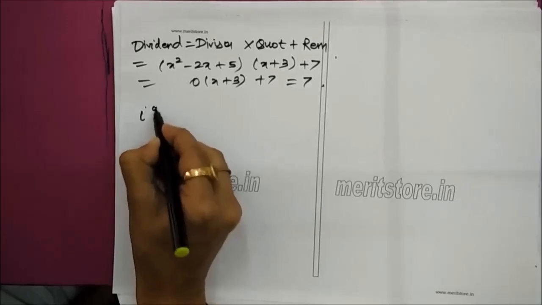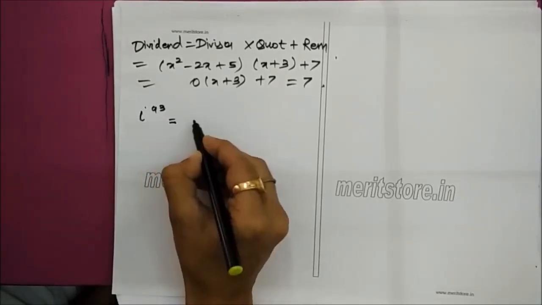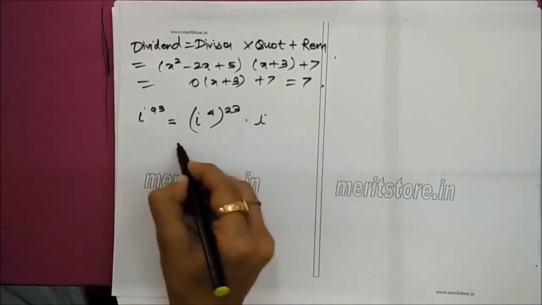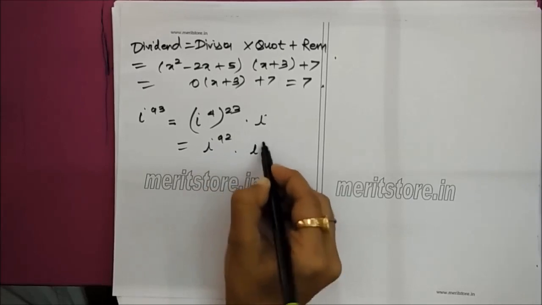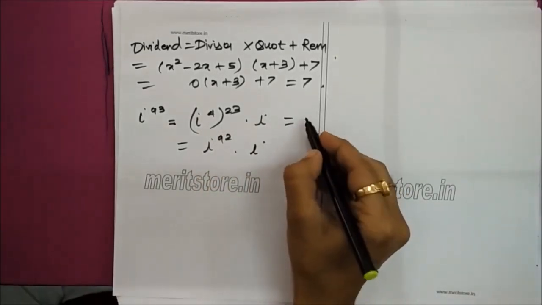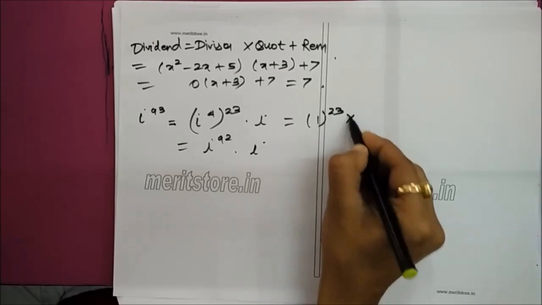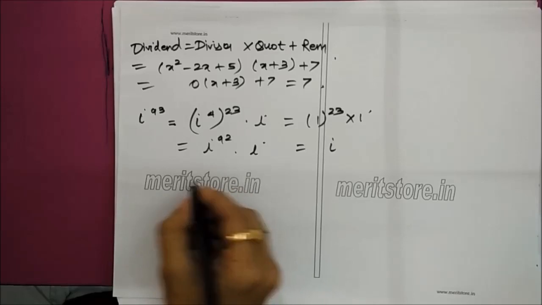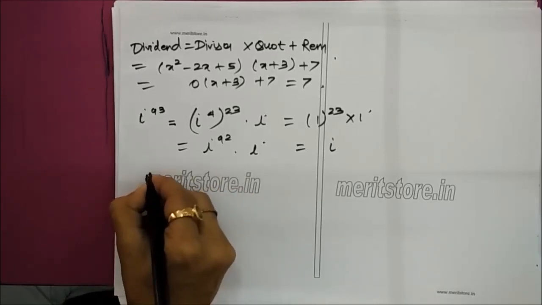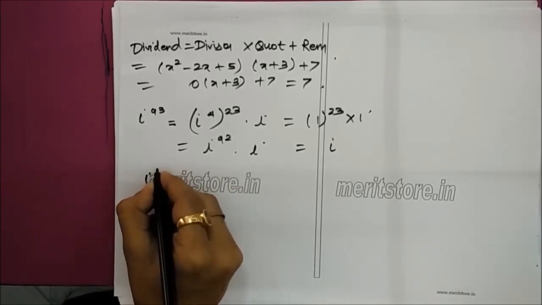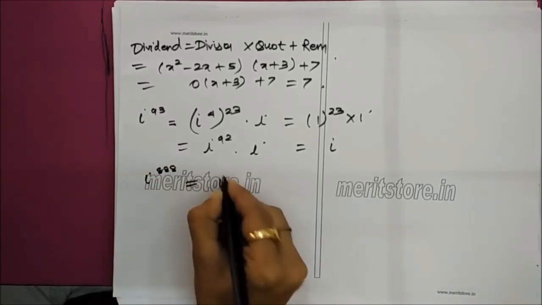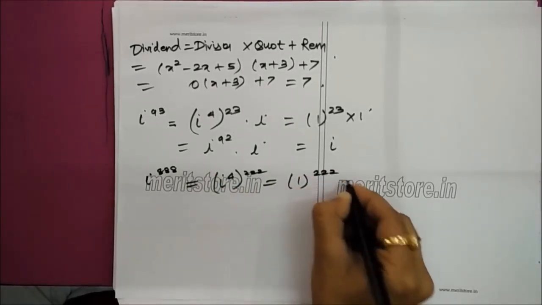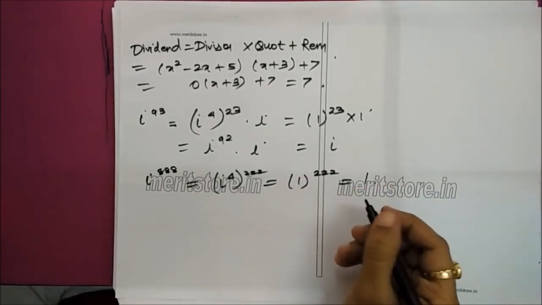Let's say i raised to 93, how will you get it? So that is i raised to 4 into 23 into i. That is i raised to 92 into i. Now, i raised to 4 we have discussed is equal to 1. So the answer is i, but positive i. Again, let's say i raised to 8. i raised to 4 into 2, so that is 1 raised to 2. Again the answer is 1.